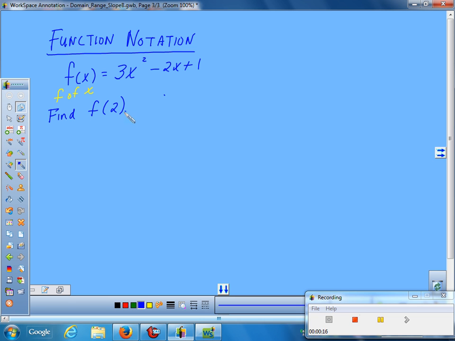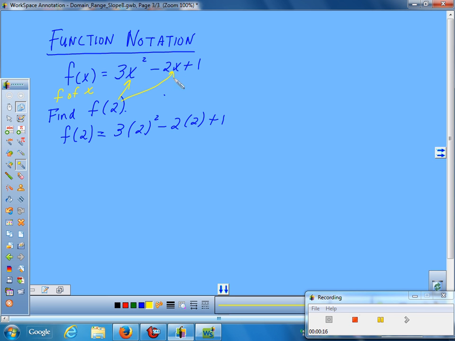Now, what does that mean they want you to do if they want you to find f of 2? They literally want you to put 2 in for every x you see in the whole equation. So you're going to have 3 times 2 squared minus 2 times 2 plus 1. You're putting 2 in for every single x up there. And then you need to simplify it and see what you get.